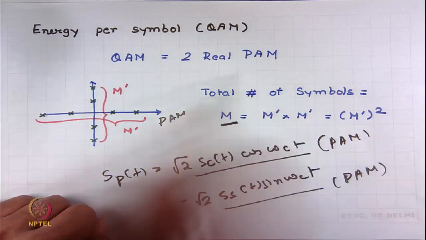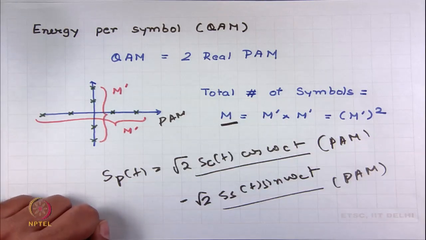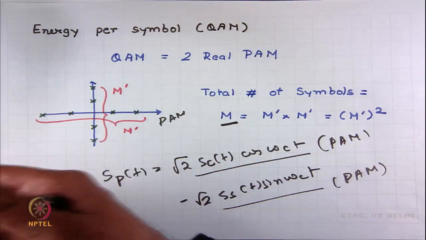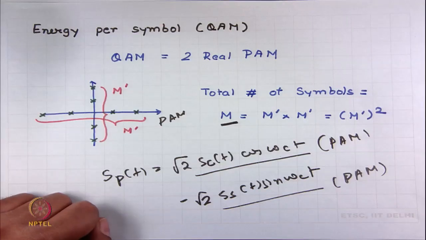That is one important idea, that if we want to think of quadrature amplitude modulation as 2 real pulse amplitude modulation systems, and if pulse amplitude modulation systems are built to support M dash symbols, then this QAM would have the total number of symbols as M dash times M dash. So, the total number of combinations would be M dash times M dash, which would decide the number of symbols in QAM.